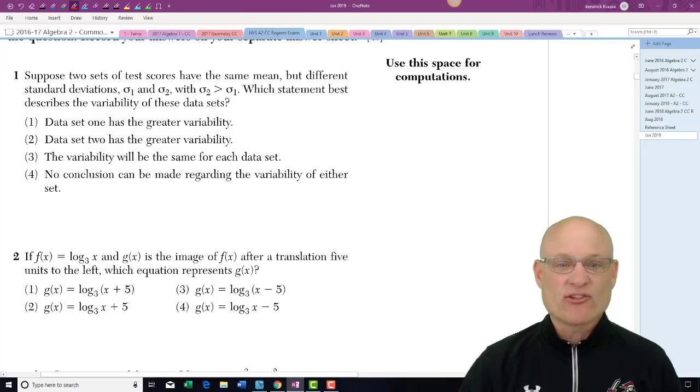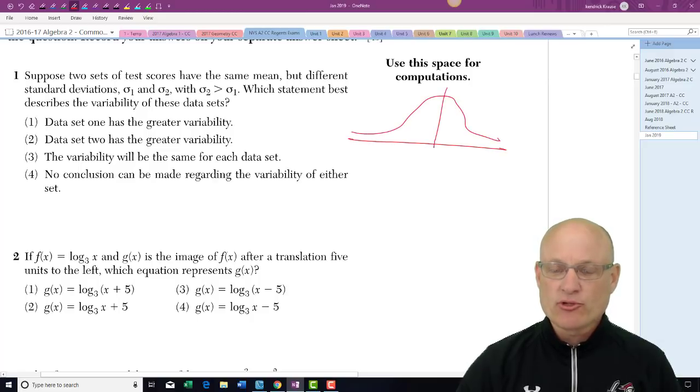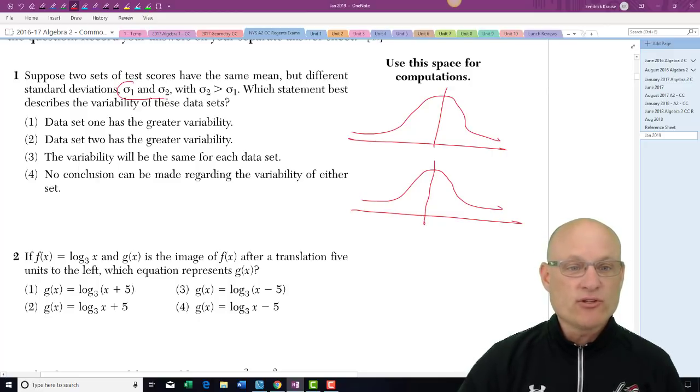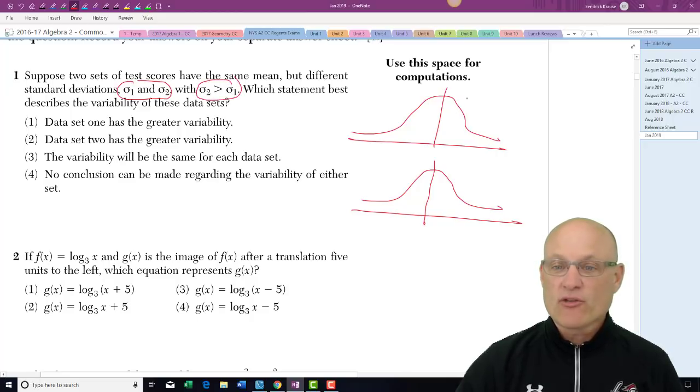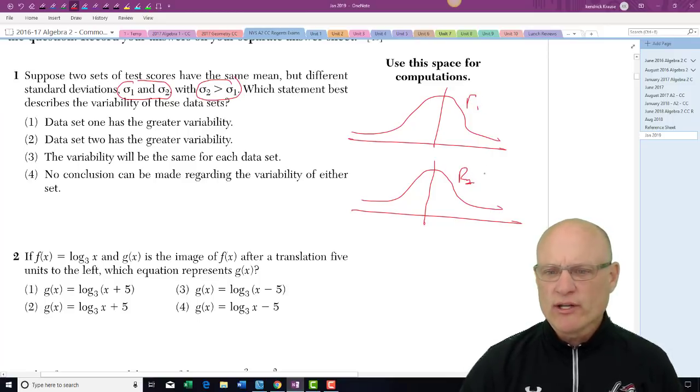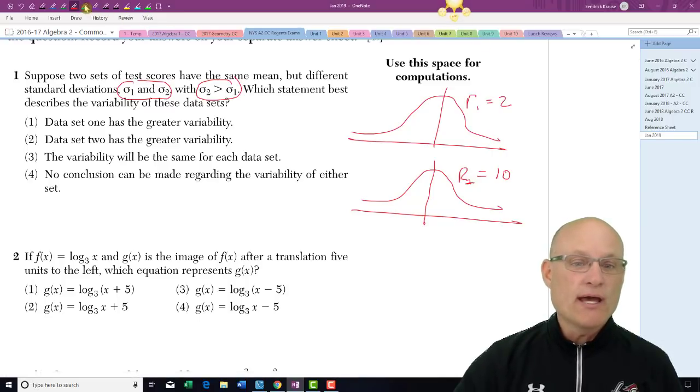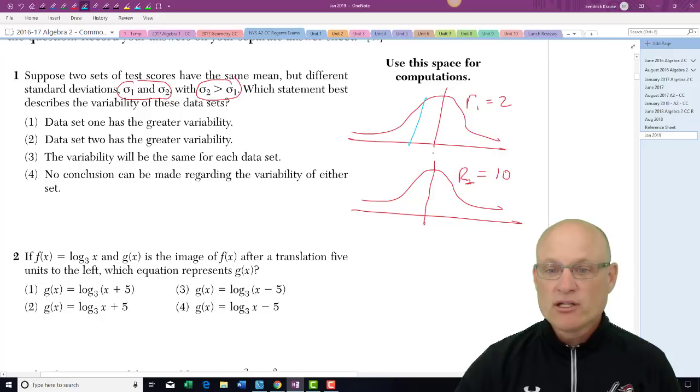Two sets of data, test scores, have the same mean but different standard deviations. In other words, if you're looking at your normal distribution curve, they have the same mean, but one of their standard deviations is greater than the other one. If we call these R1 and R2, R2 is greater than R1. So let's make R2 like 10 and R1 like 2. Let's say my mean was 30. On R1, I'd go down 2 to 28 and up 2 to 32. On R2, I would go down 10 to 20 and up 10 to 40.